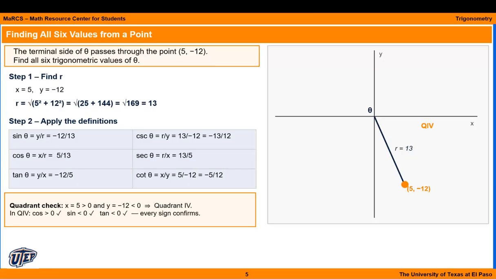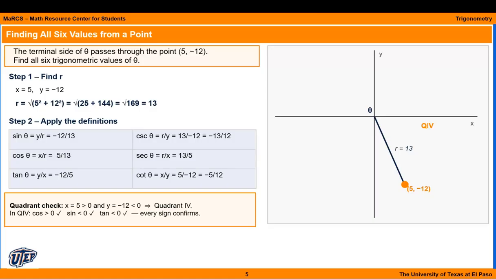Let's do an example. Suppose the terminal side of an angle passes through the point (5, -12). We begin by finding r. r is equal to the square root of 5 squared plus (-12) squared, which is equal to the square root of 169, which is equal to 13. We now evaluate the trig functions. Sine of theta is equal to -12 over 13, cosine theta is equal to 5 over 13, and tan of theta is equal to -12 over 5. The remaining functions follow as reciprocals.